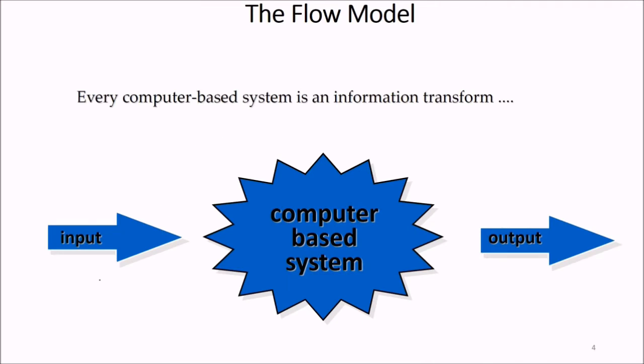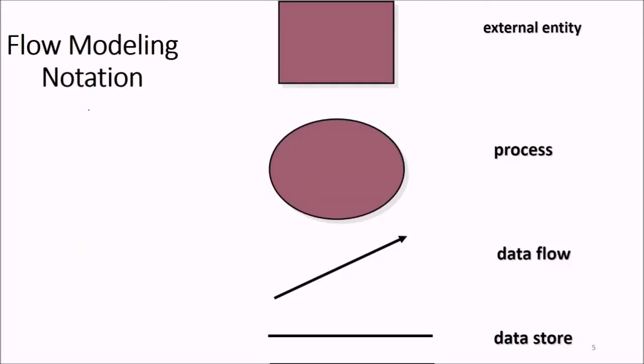The flow model is something like this. You have input, then for this computer-based system, there is certain output. So every computer-based system has to do this. This is the basic activity they do. So flow modeling notation: in this we use the external entity like a square or a rectangle, the process as an ellipse, the data flow, and the data store like this. This is the data store.